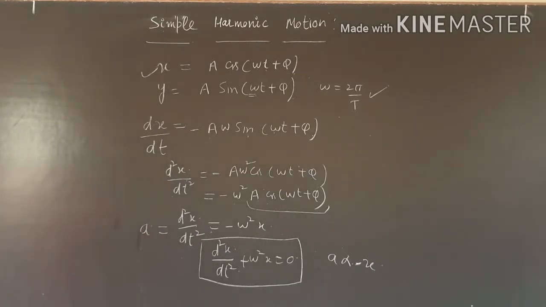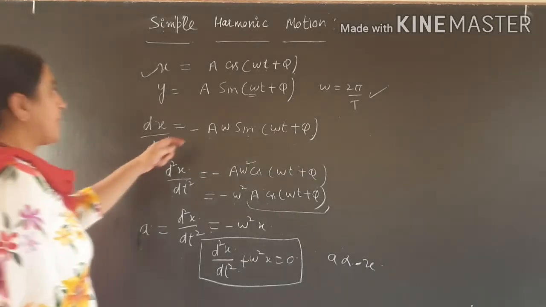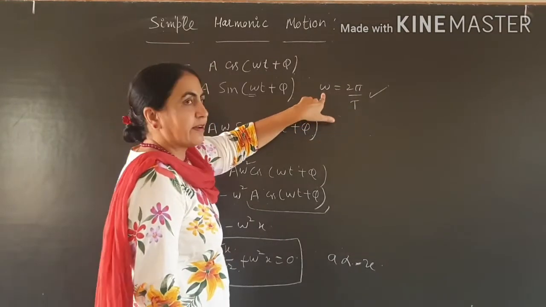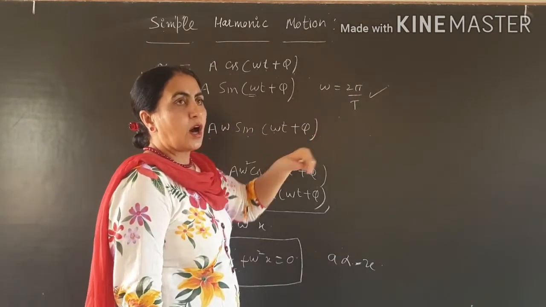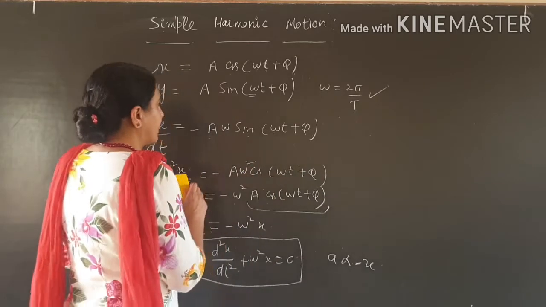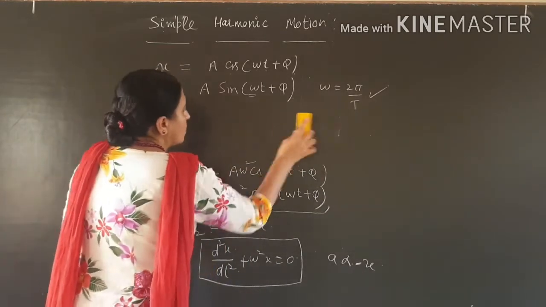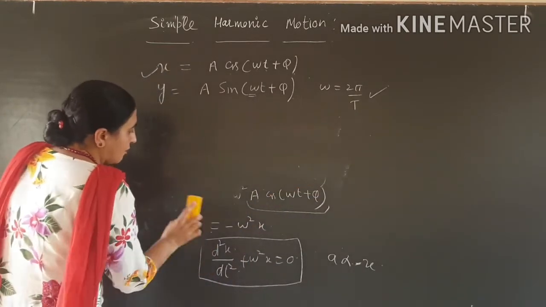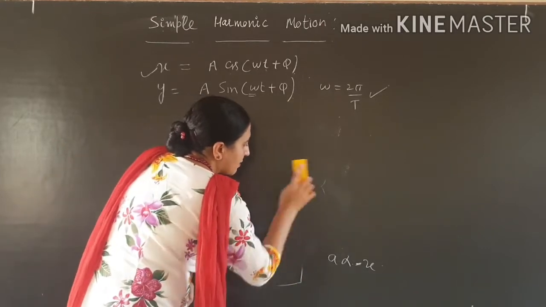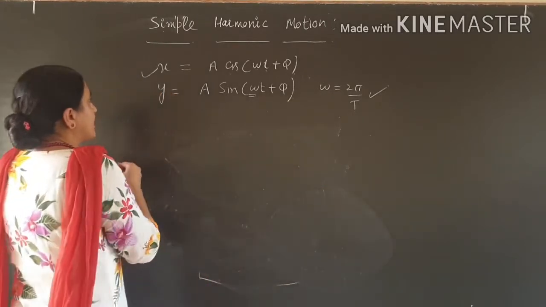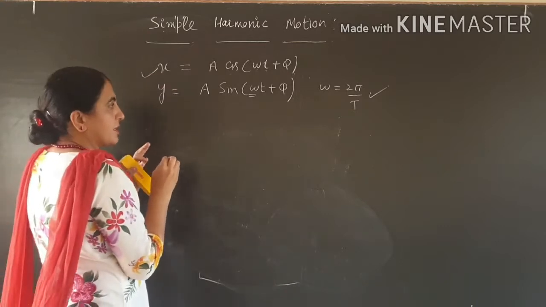Now our next topic is how we can write omega is equal to 2 pi by T. Yes, we have these two: this is the differential form of simple harmonic motion, and these are the forms of simple harmonic motion in cos or sine functions.